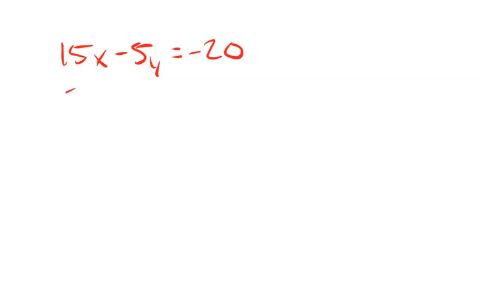Get that, and then negative 3x equals 4 minus y. Go ahead, solve that out. If you're going to use elimination, make sure everything's lined up first.